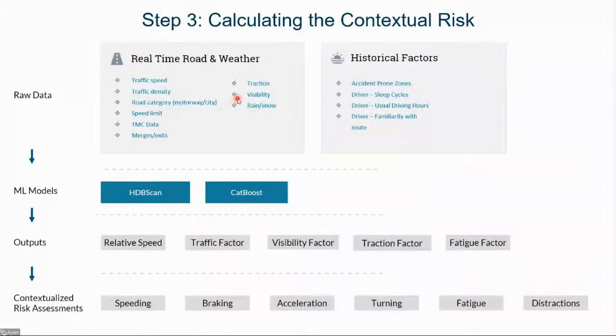And in the weather data, you have visibility, whether there is rain or snow, traction, and things like that. So this is one part, which is real time, which is happening when a person is driving. The second important part is the historical factors.